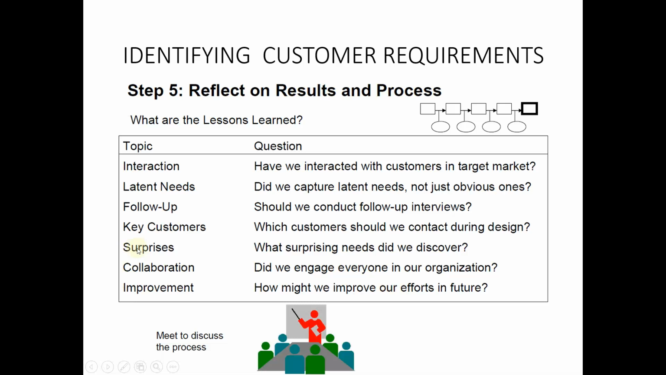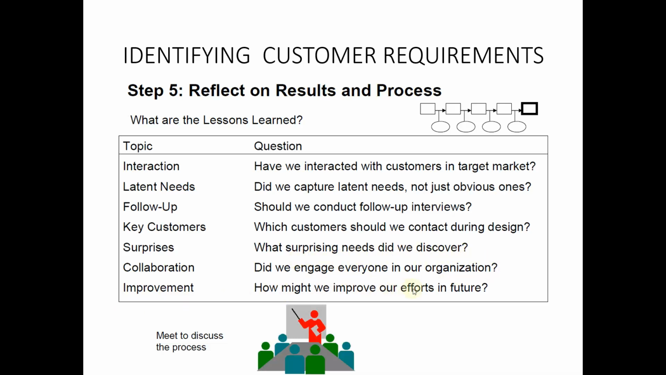Surprises. Surprise means, what surprising needs did we discover? While gathering information from the customer, were there any surprising needs that we came across? Collaboration: did we engage everyone in our organization? Was the team formed effectively, and was it a cross-functional team? Cross-functional team means a team in which there are members from every section in the organization.